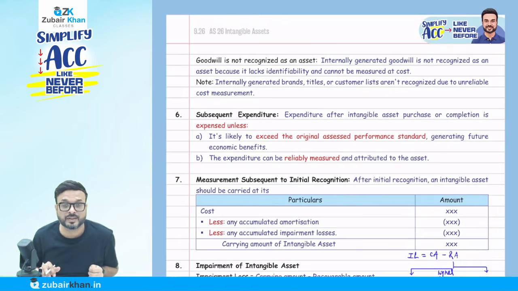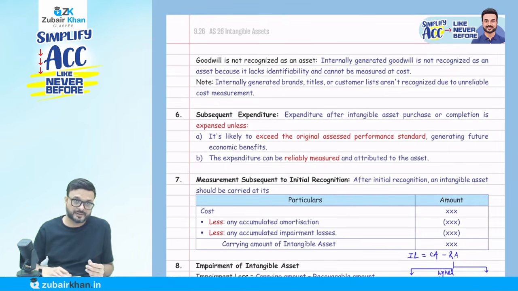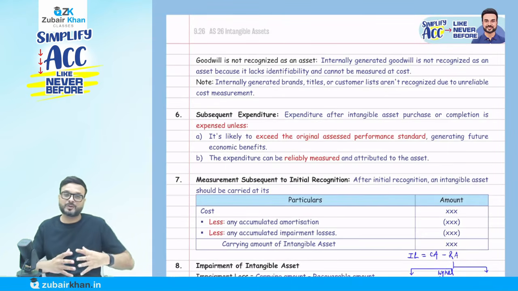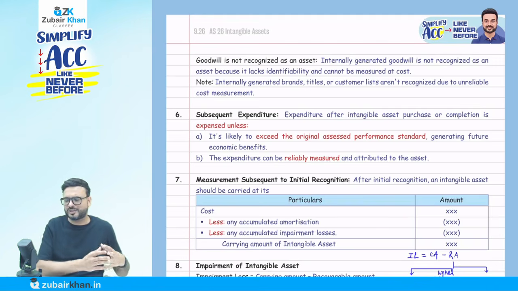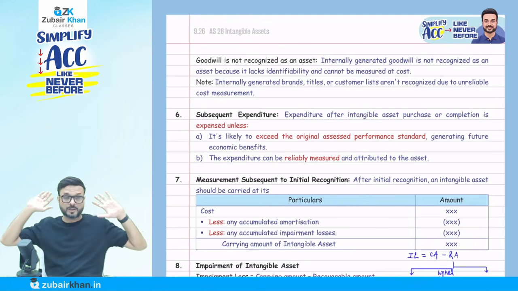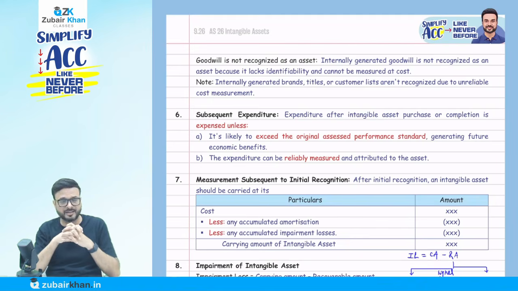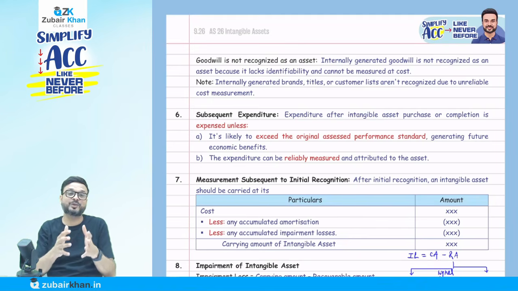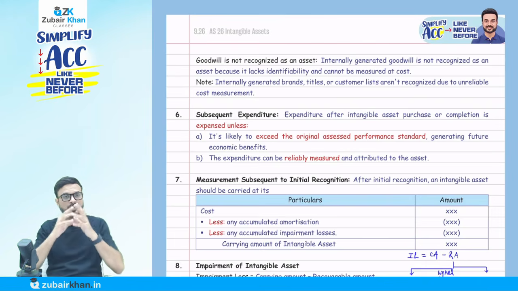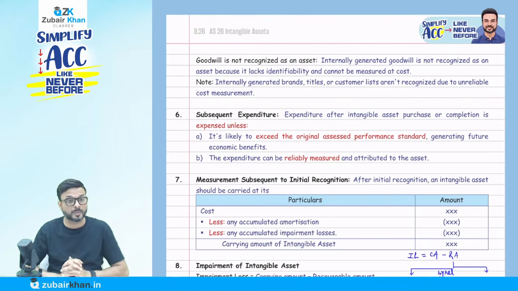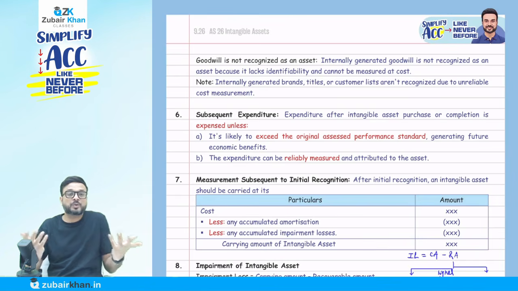Then they say goodwill is not recognized as an asset. This is also important. In your 12th standard, graduation or CA foundation, you always say goodwill is an intangible asset. Yes, it is an intangible asset, but internally generated goodwill is not recorded in the books of account. Why? Because measuring the cost of goodwill is very difficult and not certain. How do you decide the amount of goodwill?